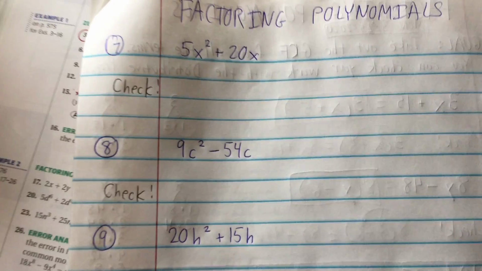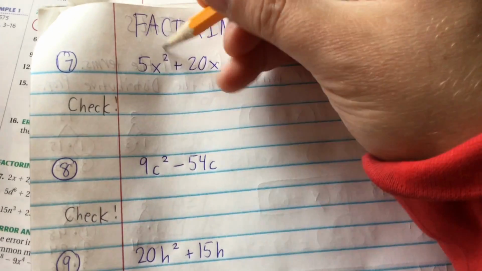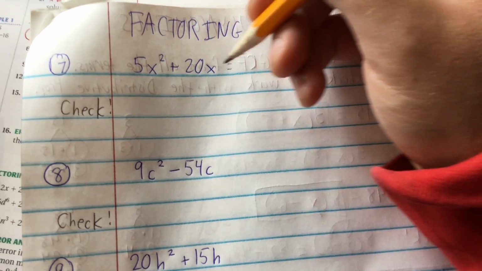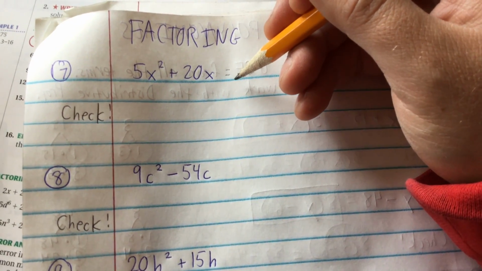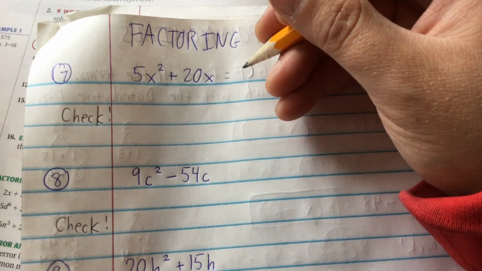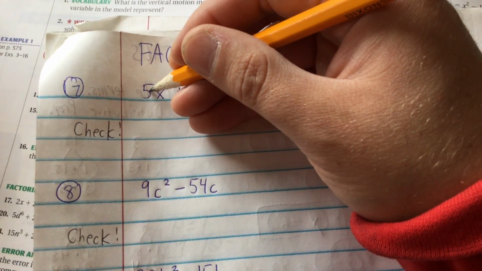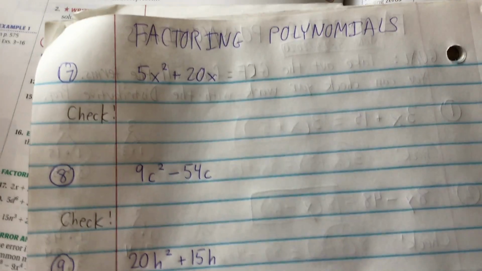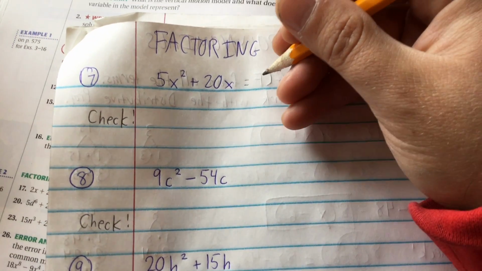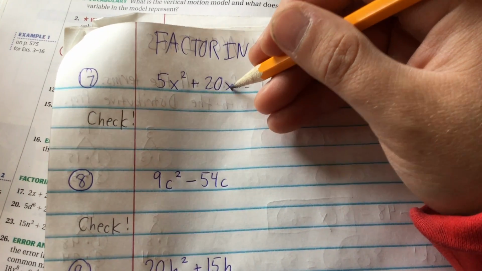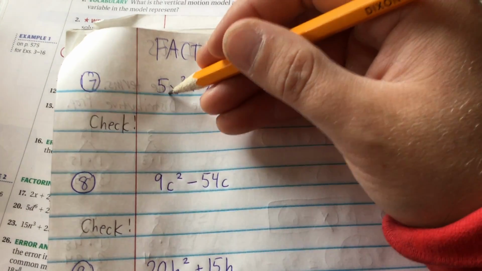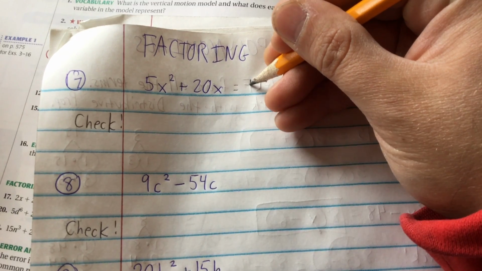Okay, so 5x squared plus 20x. This is where it gets a little bit tricky because there's an x squared here and an x here. So numbers with numbers, letters with letters. You notice that there's an x in the first term, there's an x in the second term. So what is the biggest number I can factor out of 5 and 20? That's right, 5. But you'll notice that they both have at least x to the first power. So not only is the GCF 5, but the GCF is 5x.